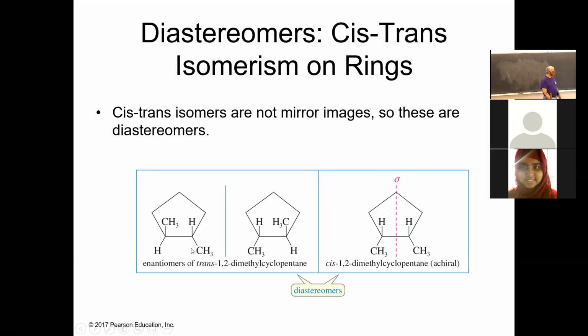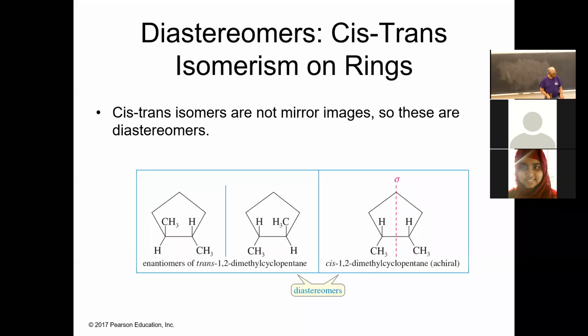Okay, notice what I've done here: instead of changing both of these stereocenters, we change just one. Then we go from trans to cis. These are now diastereomers. They're not mirror images of each other.